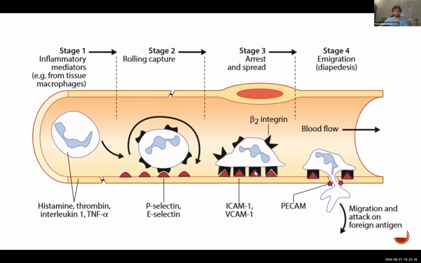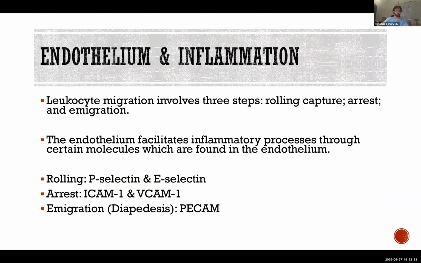Now, for the rest, honestly, I don't think there is really a mnemonic or a way to know them. But just know diapedesis, which is the last step, will have only one thing, which is PCAM. But for you guys to remember it, I made a table. Hopefully this table will help you. Oh, not a table, a simple list. Rolling is P and E selectin. Arrest is ICAM and VCAM. Diapedesis is PCAM. Well, guys, I don't want you to really hyperfixate.